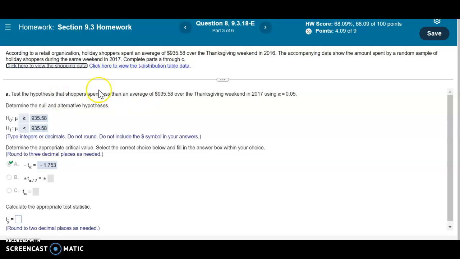It also says test the hypothesis that shoppers spent less than $935.58. So less than would be your alternative, which means your null is going to be greater than or equal to. So hopefully that'll get you started on that one. But let me know if you have any questions.